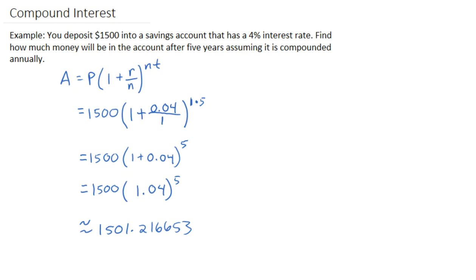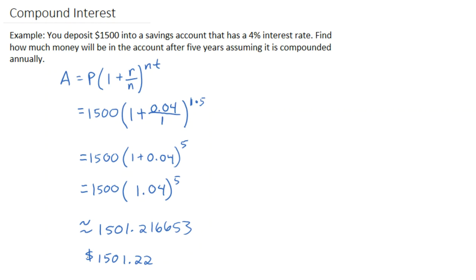And this is where it's important to remember we're talking about money, and so what makes sense there is to round to 2 decimal places for cents, unless we have directions that say otherwise. So after 5 years, you would have $1,501.22. So you would have gained $1.22. This is not a good investment strategy. There are better ways to invest. All right, so that is the compounded periodic problem worked out.